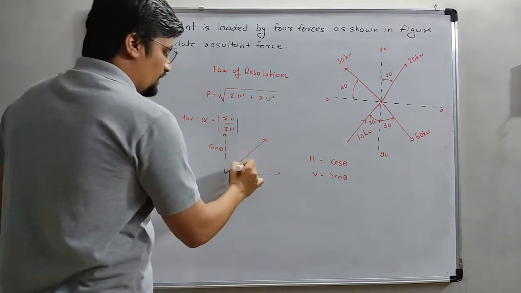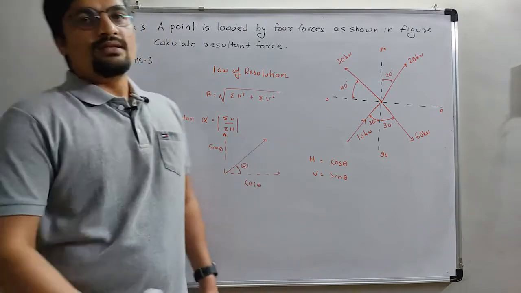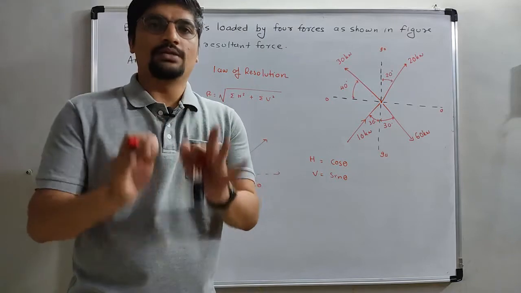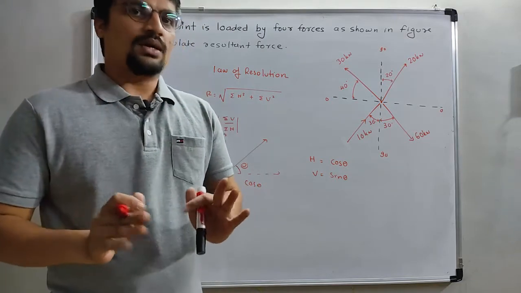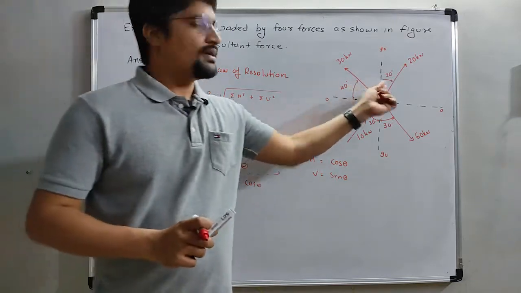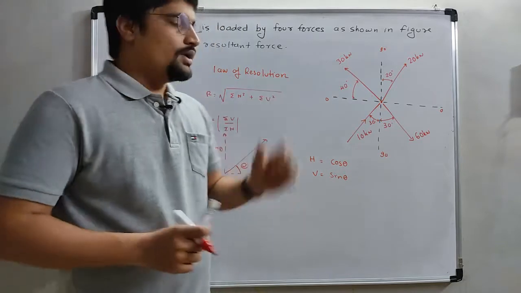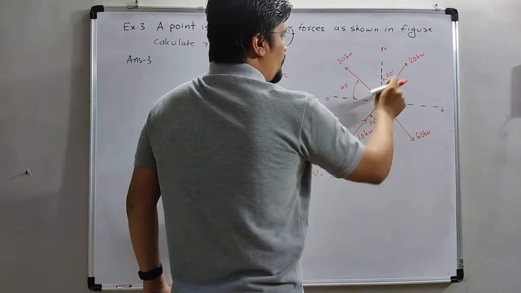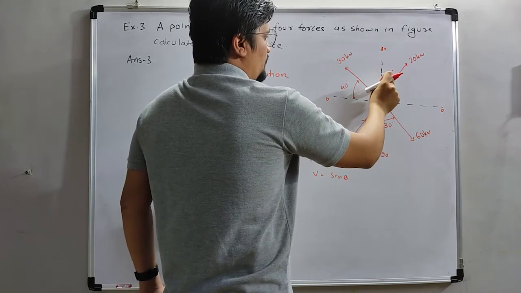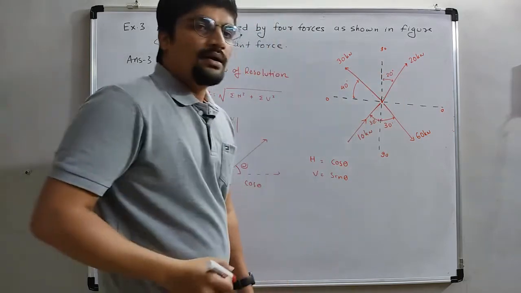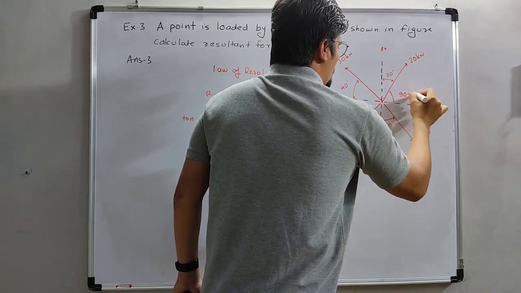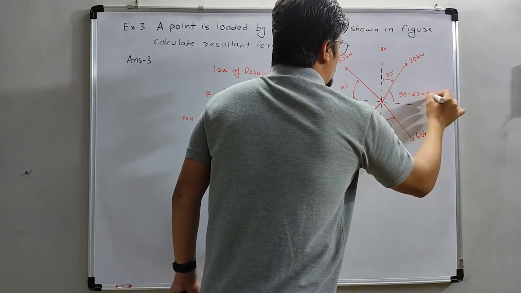And this is the angle. The rule is that the angle should be made with the horizontal axis only. The vertical angle will not be used. So in here this force is making a vertical angle, that's why the original angle will be like this, 90 minus 20 is equal to 70 degrees.